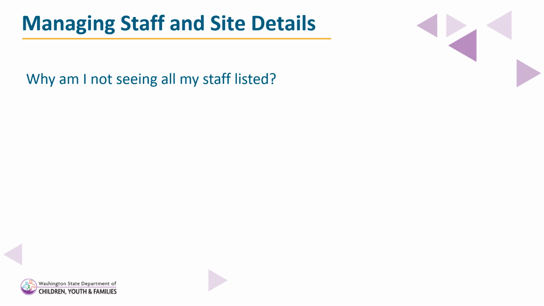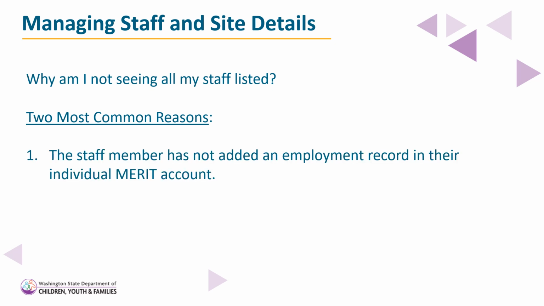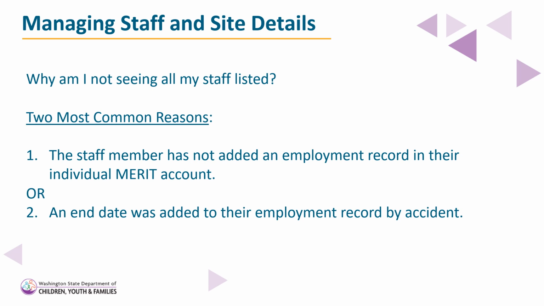Should you not see all your current staff listed, there are two common reasons staff would not be listed. The staff member has not added an employment record in their individual merit account, or an end date was added to their employment record by accident. For assistance with having the end date removed from their employment, please reach out to our system navigation team. This is the email address we already shared in the chat. Now let's get back to the subtab.